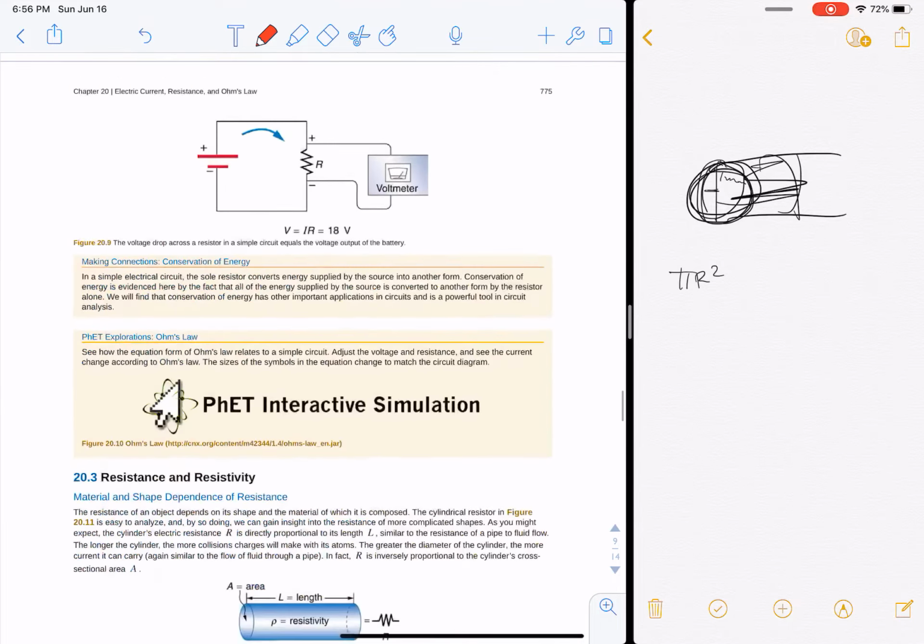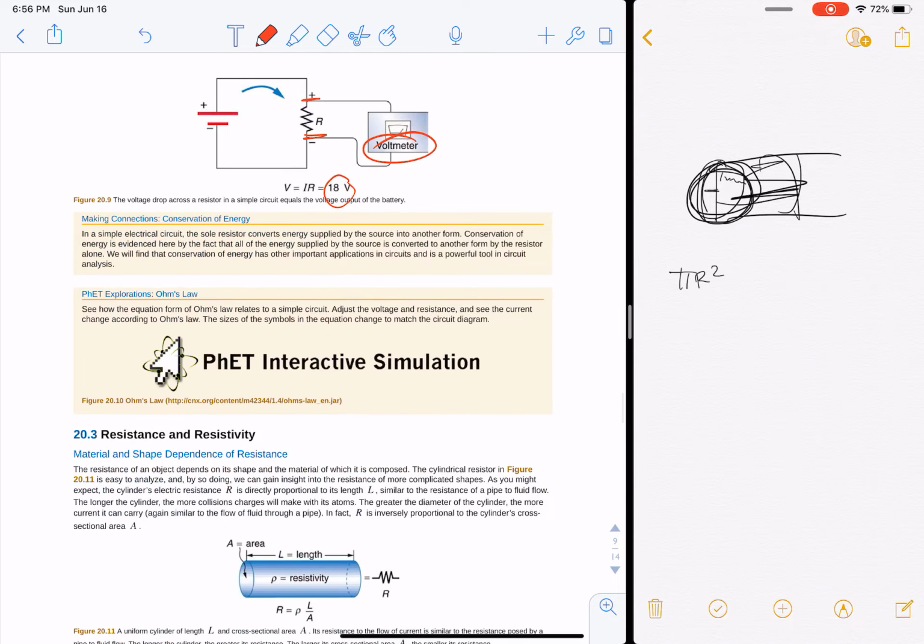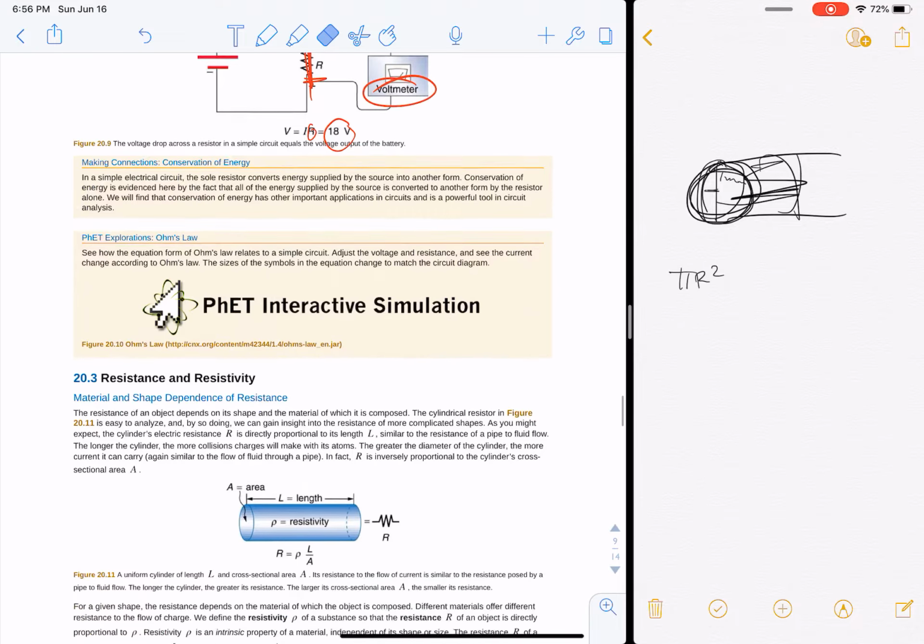And the way you measure voltage across a resistor is with something called a voltmeter. If it's measuring 18 volts across that resistor, you could figure out, if you knew its resistance, how much current must be flowing through it. So do these simulations here to get an idea of it.